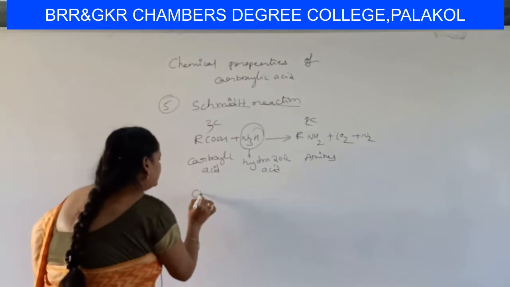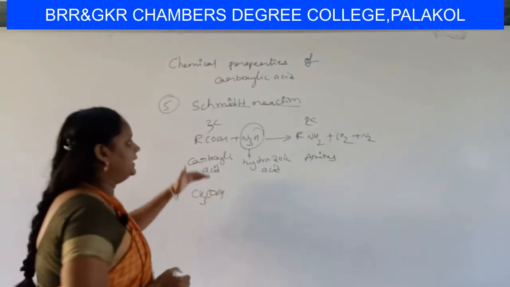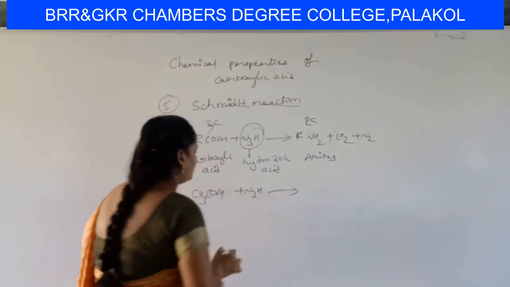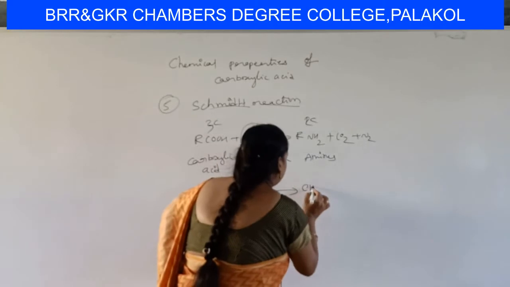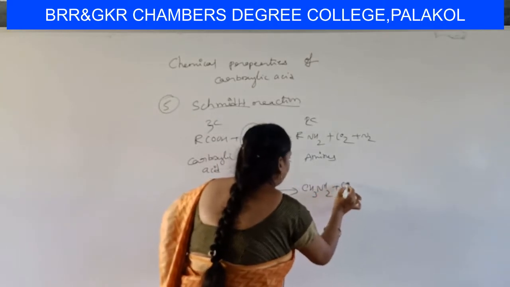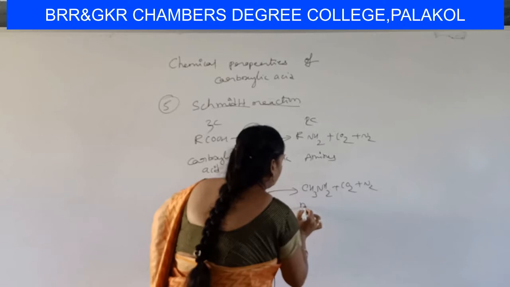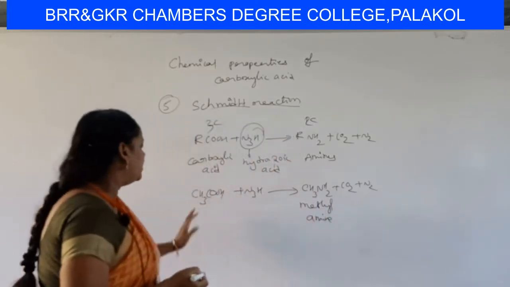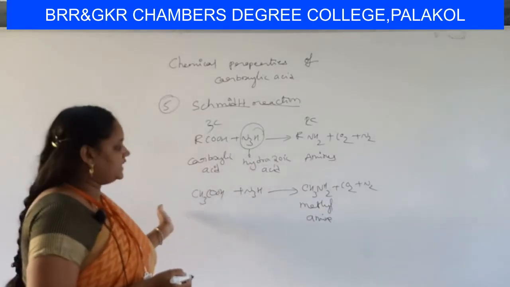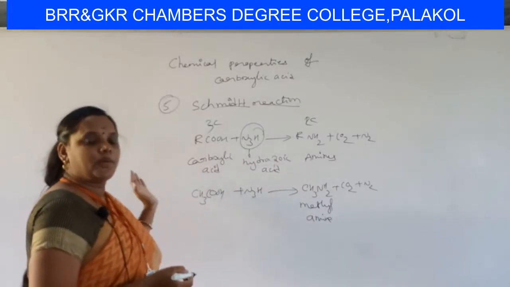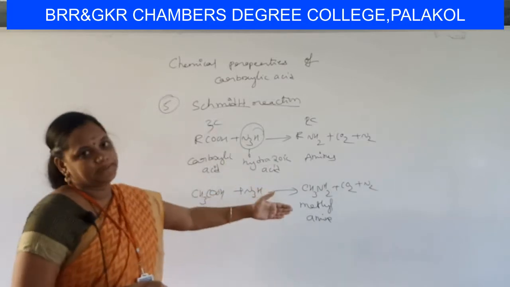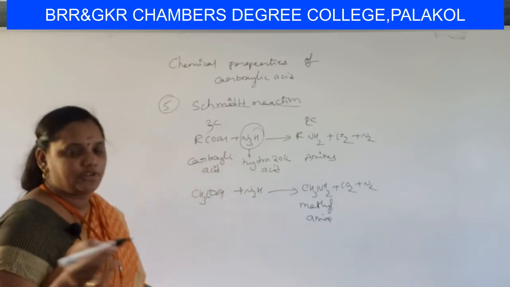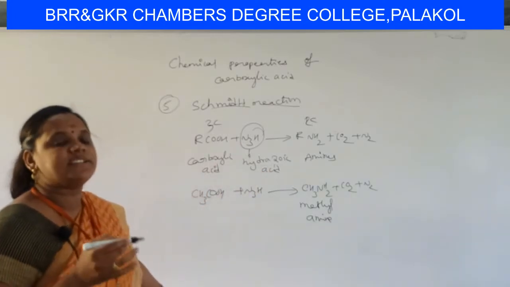For example, take acetic acid in the place of carboxylic acid plus N3H, hydrazoic acid. What you will get? CH3NH2 plus CO2 plus N2. You will get methylamine. To prepare ethylamine, you have to take CH3CH2COOH, propanoic acid. Then you will get ethylamine. So 1 carbon less than the reactant. Have you got my point, students? This is about the Schmidt reaction.